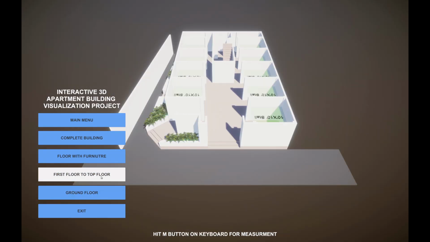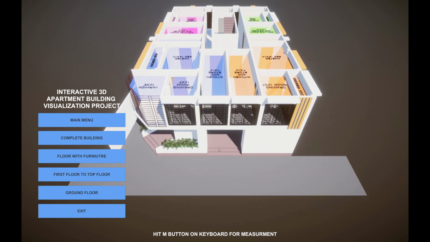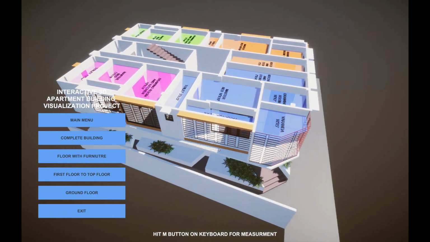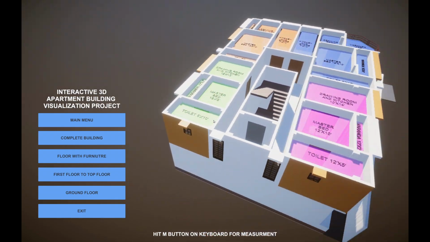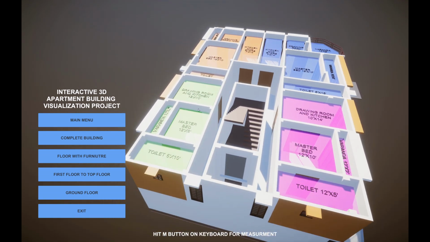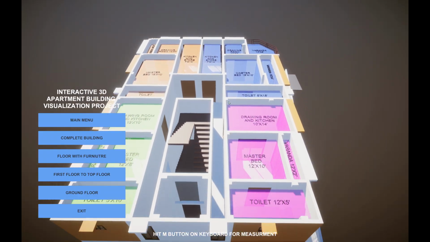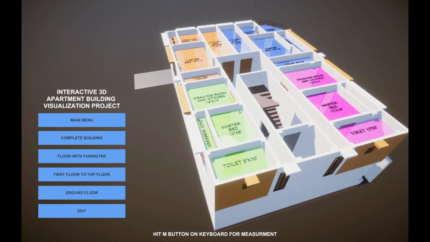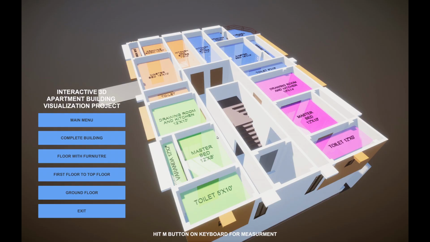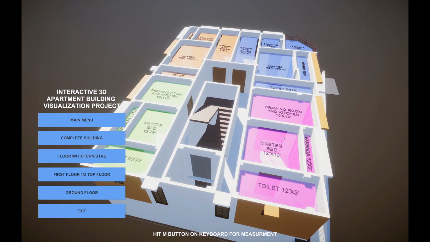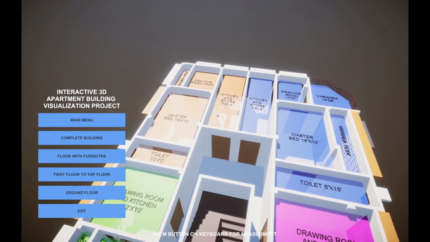Yeah, this one, the first floor to top floor. As you can see here, I have divided the 4 units into 4 colors: the green, the orange, the blue, and the pink. As you can see, the back two units are very small, but this one, the front one, is kind of big.